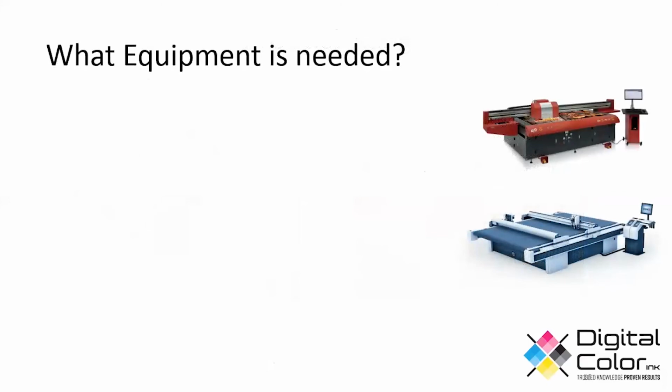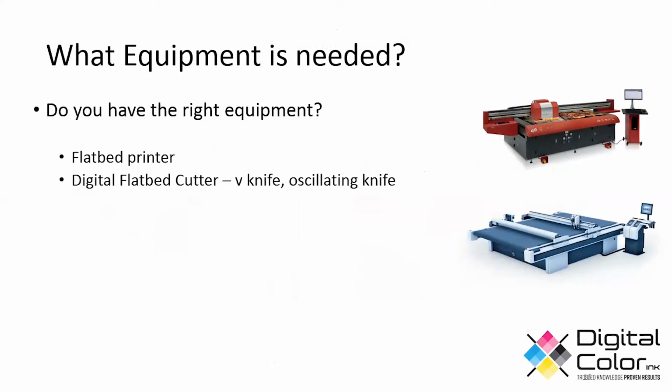So what do you need to use Xanita board to its max potential, to print and cut and make all these three-dimensional structures? It's very simple, and I would imagine most of you have these right now. A flatbed printer, and UV latex flatbed printers work great for Xanita board, and then a digital flatbed cutter with the V-knife tool and the oscillating knife. If you have both of those tools, you can do all of these things I showed you. So those are the two essentials, the printer and the cutter with the correct tools.